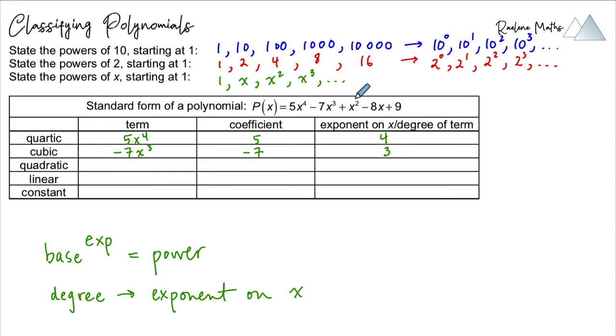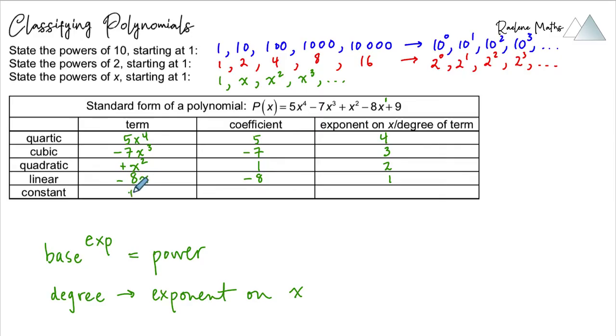The quadratic term is the term involving x squared, and so it's a degree 2 term. Its coefficient is just positive 1, and so the term is positive 1x squared, or simply x squared. The linear term is the term involving x to the exponent 1, and that would be negative 8x. The coefficient is negative 8, and the exponent is 1.